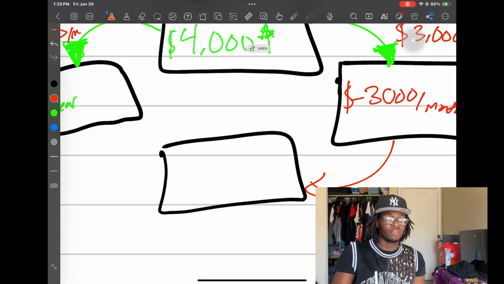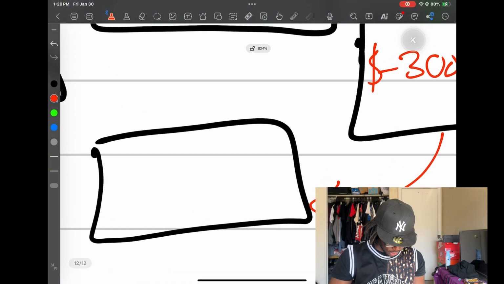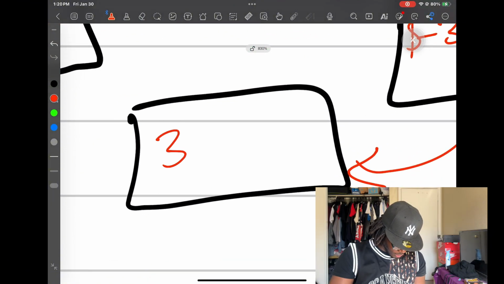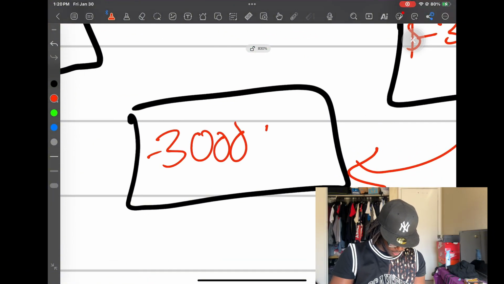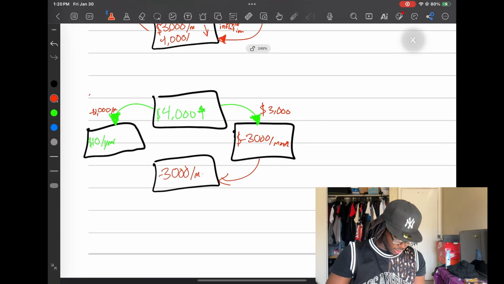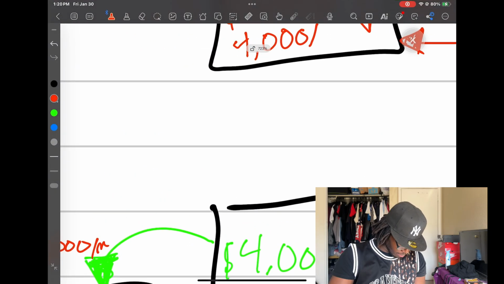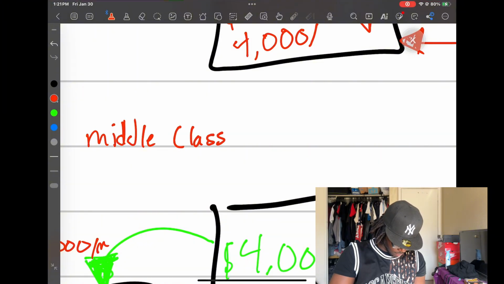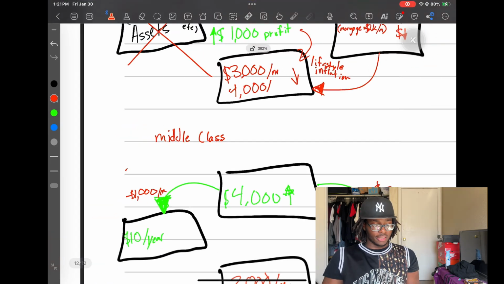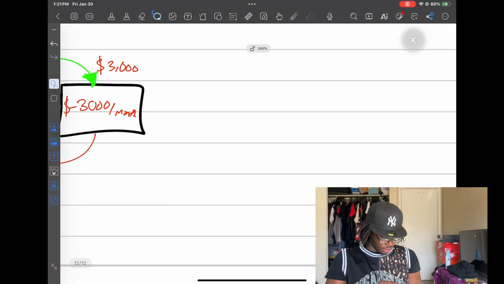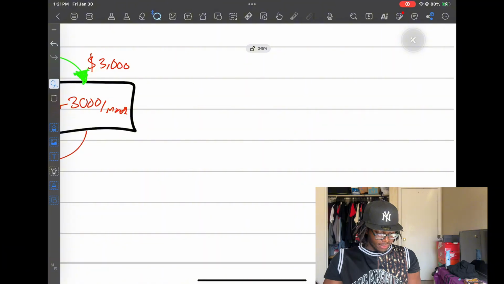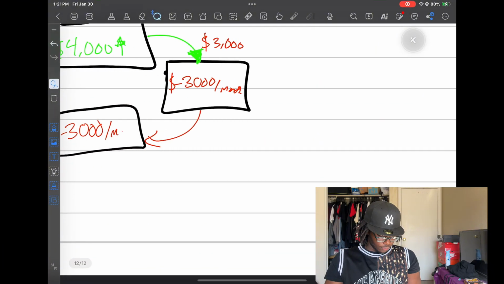This is overly simplified, but I just want y'all to get an understanding about this, right? This is overly simplified. Negative $3,000 per month. So now this is like middle class, like lower middle class, because they got good stuff, but they're still not really good, you know what I'm saying? So now let's move on to what the rich people do.